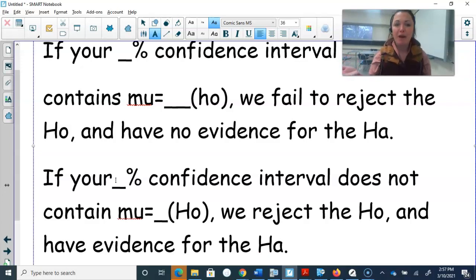If it's a 95% confidence interval, the alpha then would be 5%. If it's a 99% confidence interval, your alpha would be 1%. Another thing about this: it only works if the alternative hypothesis in AP Stats is not equal to. It only works for an alternative hypothesis of not equal to, okay? Any other questions that you might have?